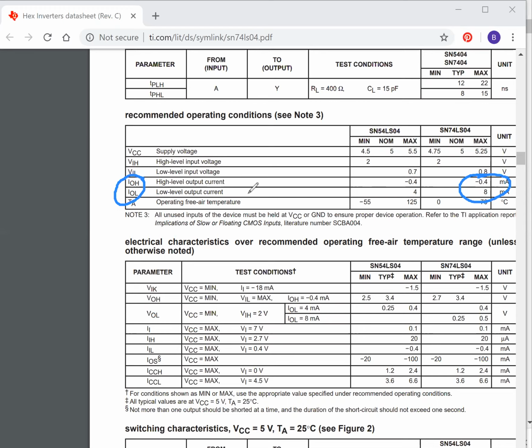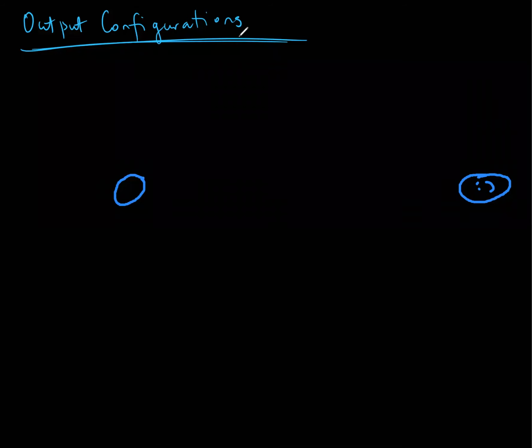But you can see for a low level output current, so now it's sinking the current through the chip, it can actually provide 8 milliamps, which is a lot better. Okay, so this data coming from the spec sheet for the high level output current and low level output current, IOH and IOL, remember this data because we're going to use it in our next example. So let me clear the annotations here.